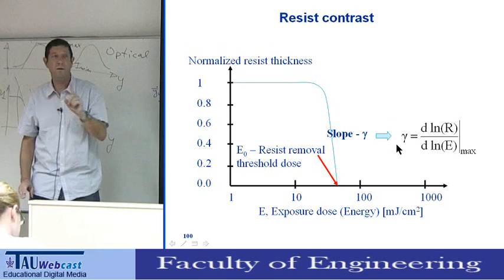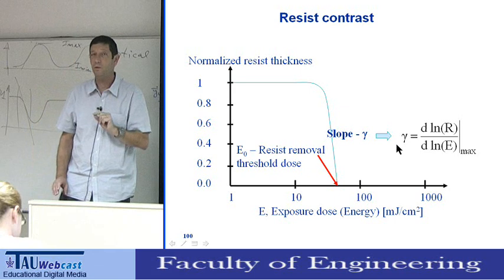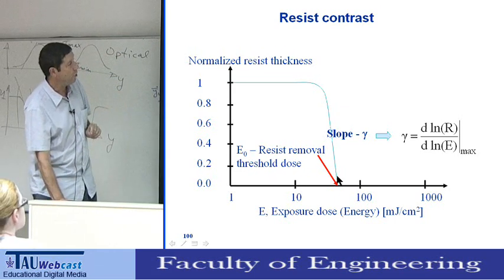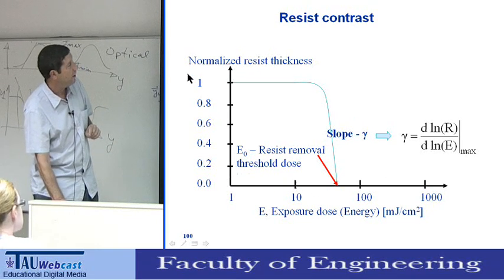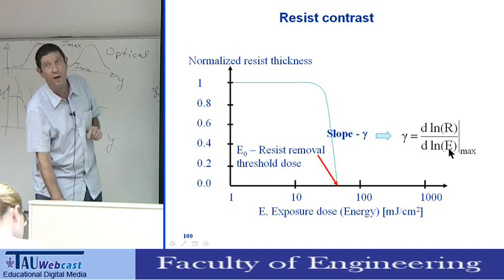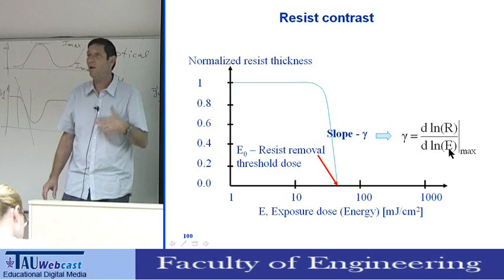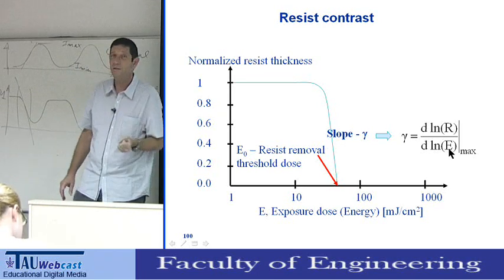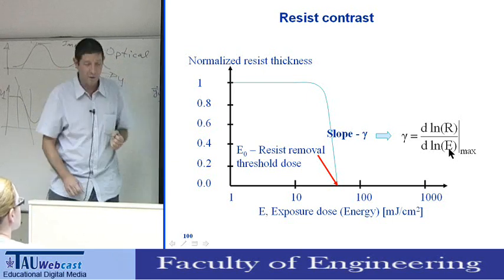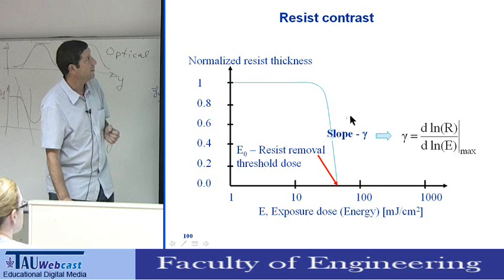Don't confuse it with the optical contrast. This is the second contrast that we learn. This is the photoresist contrast, and it's the slope of the curve when we plot the resist thickness as a function of the dose in a linear-log scale. So gamma, or the resist contrast, is d ln of the resist thickness over d ln of the energy. By the way, you can take ln, you can take log, it will be the same. In some papers you can see log, in some papers ln, but you will get the same function. So we call this the resist contrast.